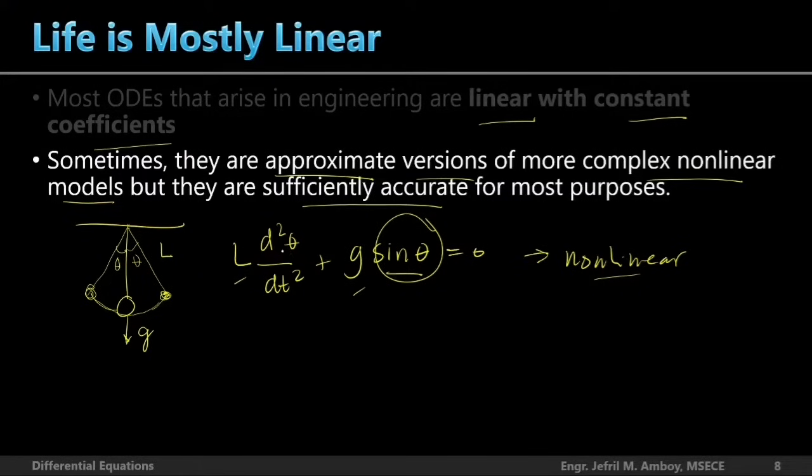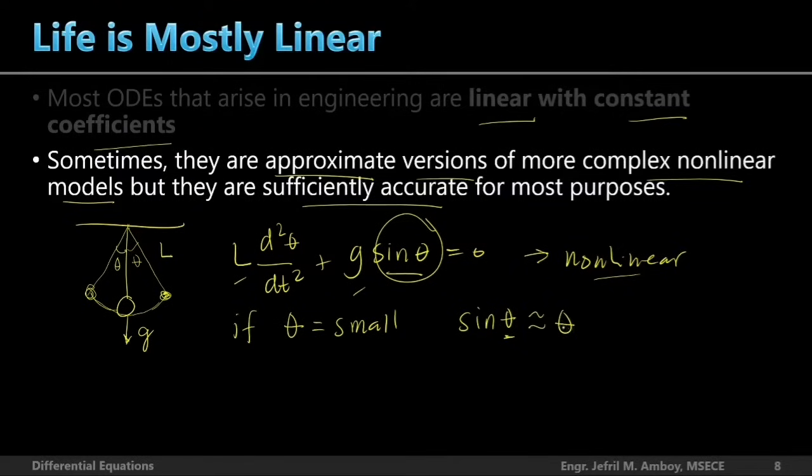Ang tawag doon, linearization. So paano mo siya i-linearize? Mag-i-impose ka ng condition. So ano ang condition? Kung ang theta ay maliit, if theta is small, halimbawa, yung angle na yan, less than 10 degrees, maliit lang. Kapag kinuha mo kasi ang sine ng isang angle na napakaliit, the sine of theta is approximately equal to theta.